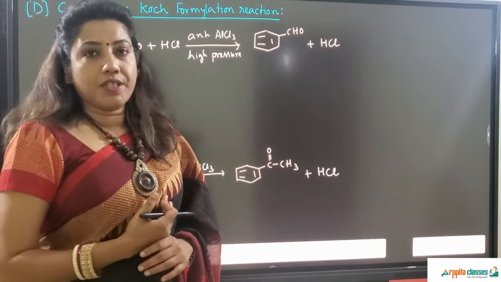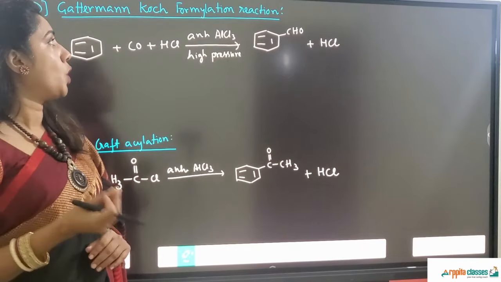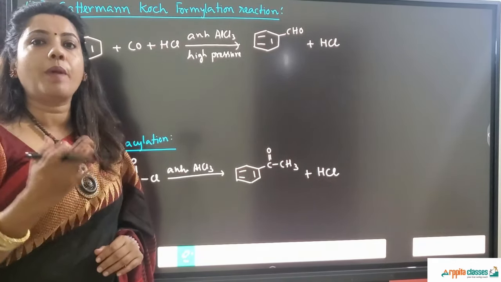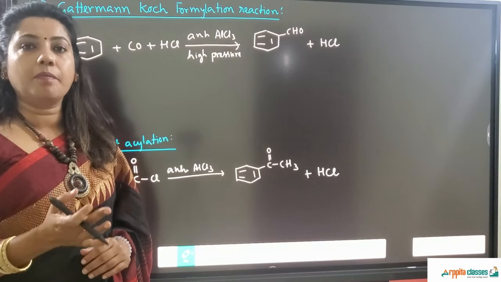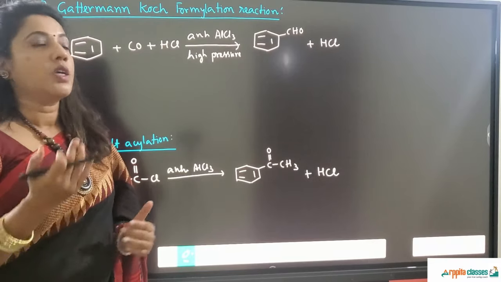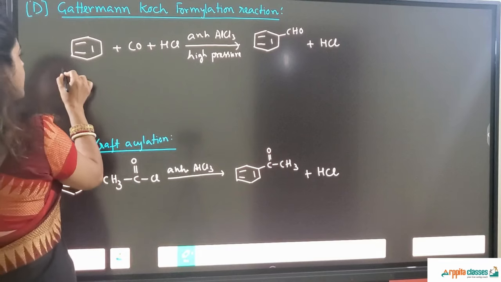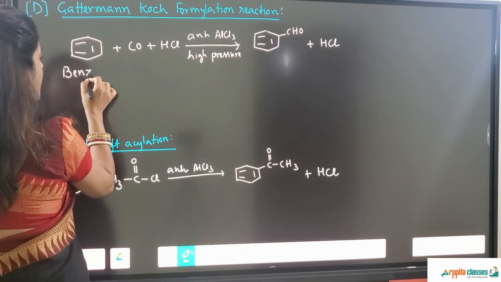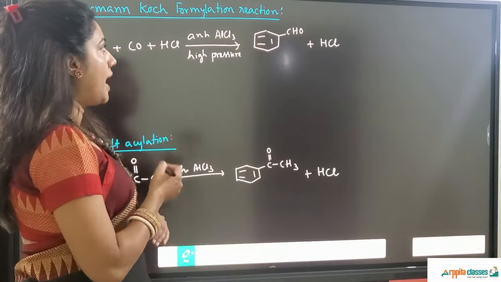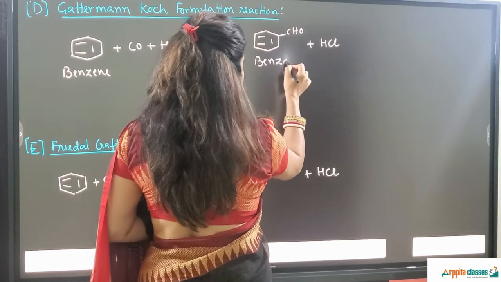Now the last two reactions. The second last reaction is known as the Gattermann-Koch formylation reaction. Formylation means formyl group addition, and formyl group is nothing but the CHO group, that is the aldehyde group. What is happening? Benzene is treated with carbon monoxide in presence of HCl, and the reaction happens in presence of anhydrous AlCl3. You get benzaldehyde and HCl gas.